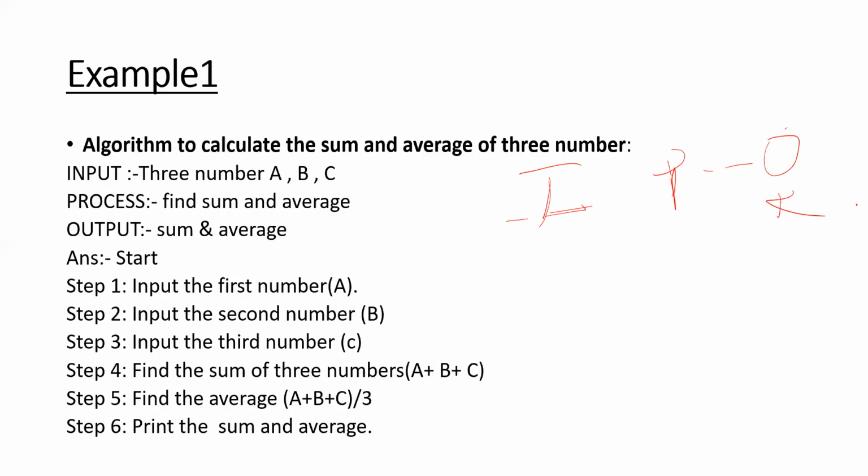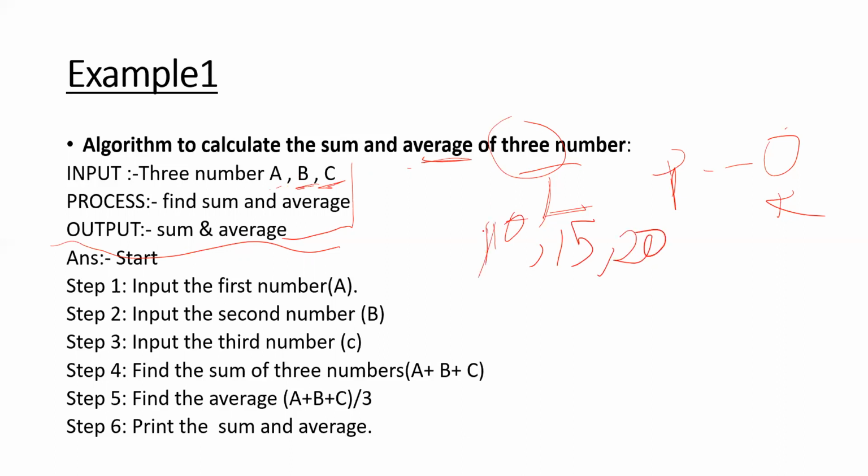So: calculate the sum and average of three numbers. From this question, what do we have to do? Find out the sum and average of the three numbers. So I have divided the things. It is not required that you start from here, but for your analysis you need to do it this way. The input is A, B, C, three numbers I am taking. Now one can ask why we are not taking 10, 15, 20. Why are we not taking like that?